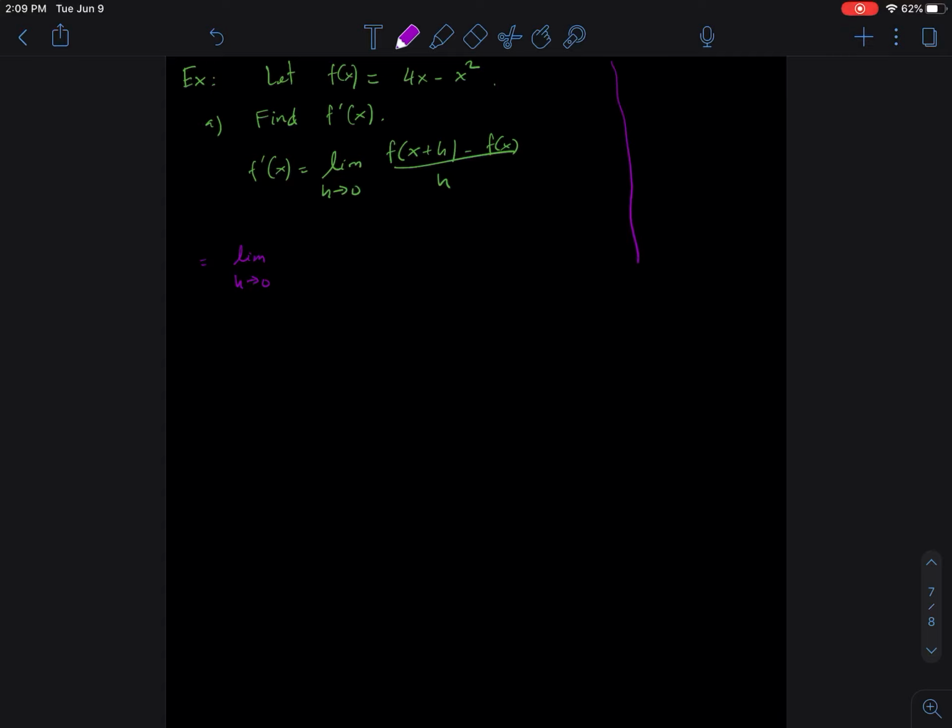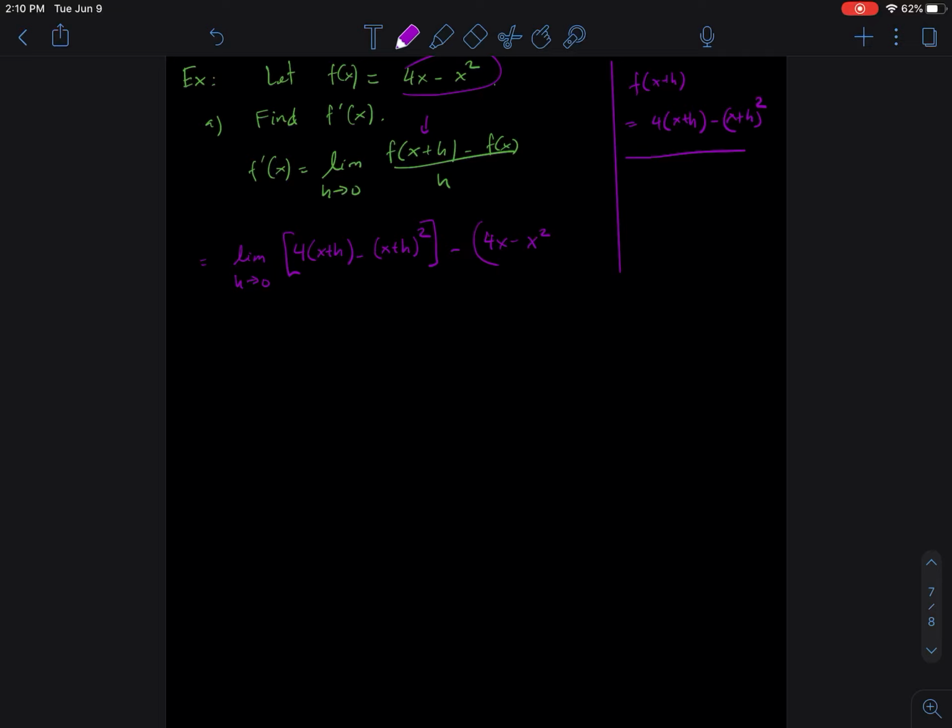On the side here, I'm going to write f of x plus h as follows: it's 4 times x plus h, minus x plus h squared. We just plug in the input x plus h into the function, and then we have to simplify. Now minus f of x, where f of x is the given function, so it's 4x minus x squared in parentheses. You have to use a set of parentheses, otherwise the math won't check out.